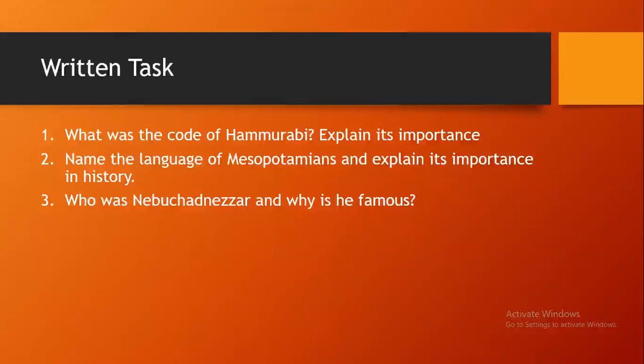So the written task for this lesson is: what was the Code of Hammurabi? Explain its importance. Name the language of the Mesopotamians and explain its importance in history. Who was Nebuchadnezzar and why is he famous? These are all questions whose answers are easily available in your book. All you have to do is go through it and read it, and the best way to read history is to search the internet. You may find many links and resources which would help you out.